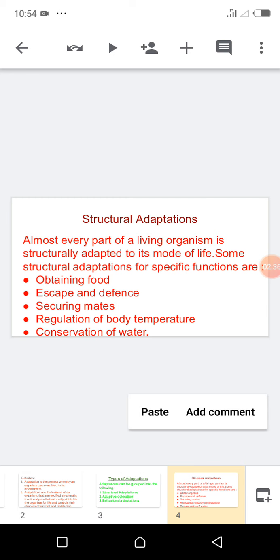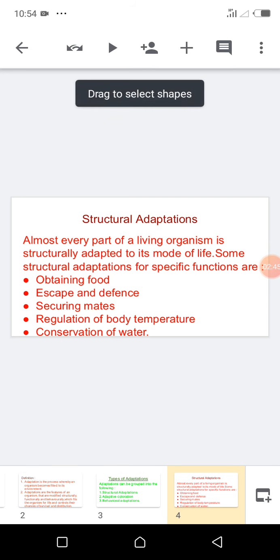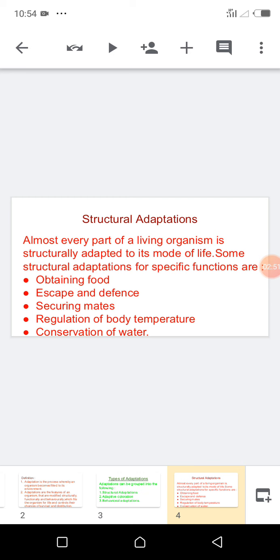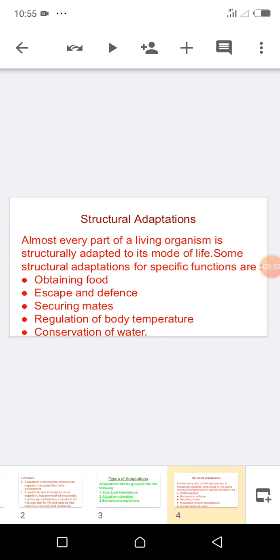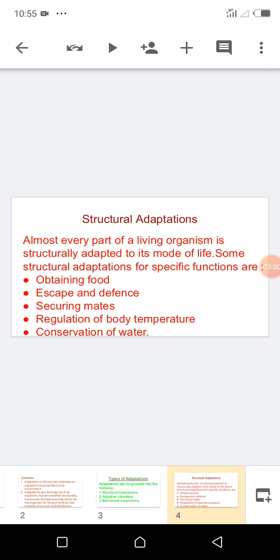A living organism has to be able to feed, nutrition. So majorly we are talking about higher organisms here. They need to obtain their own food. Escape and defense, those are the structures the organism has to be able to protect itself. And securing mates, that's reproduction, regulation of body temperature, and conservation of water.